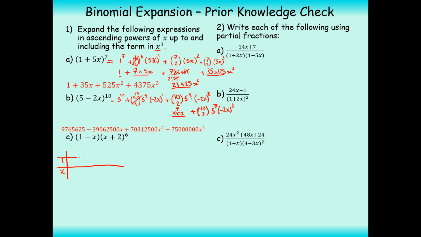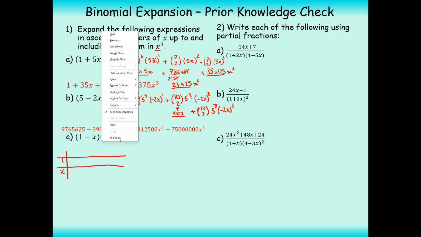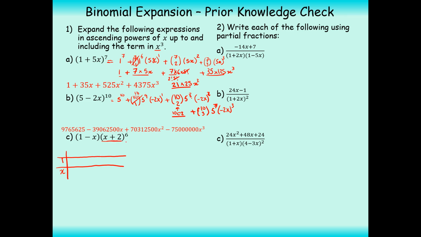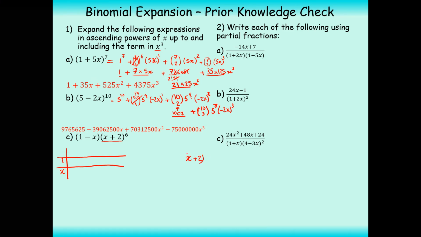And then once I've found the binomial coefficients of the second term, the expansion here, I would put them on top of this table and then multiply things out. So let's just focus on the expansion of (x + 2) raised to the power of 6.